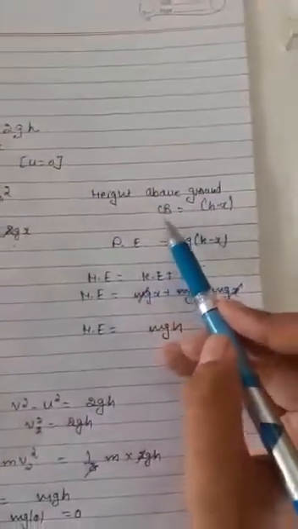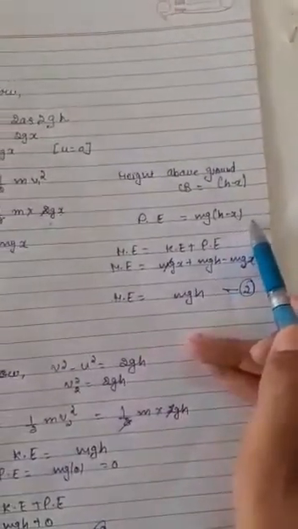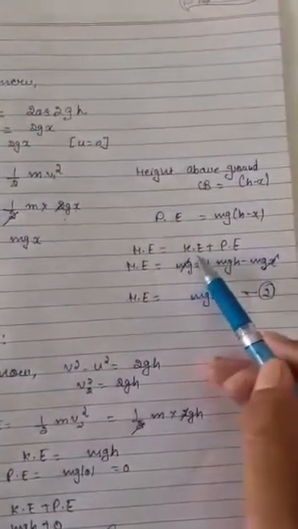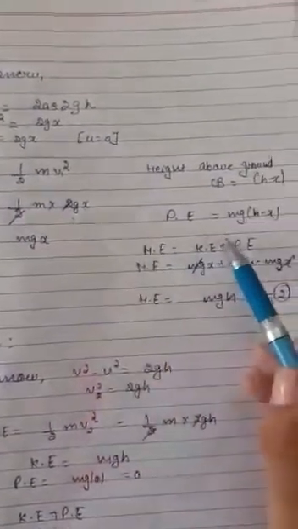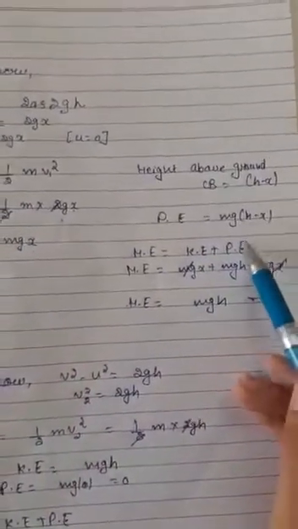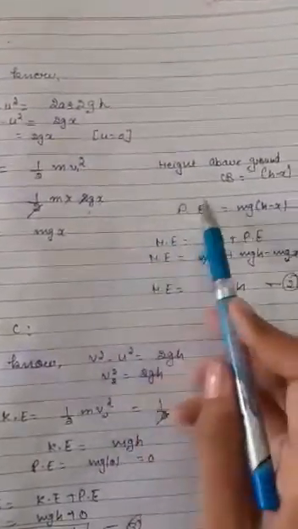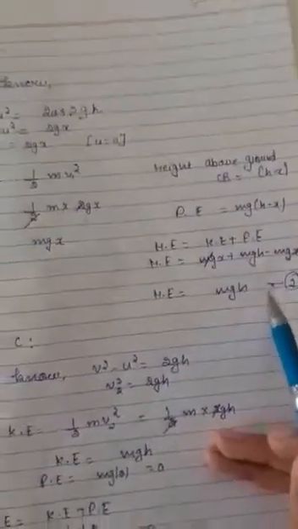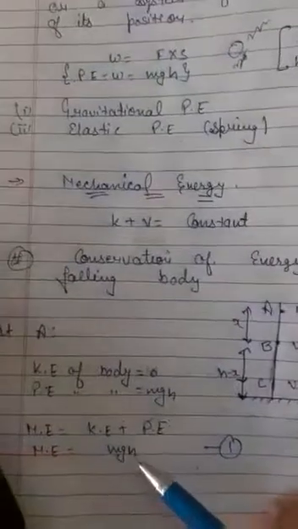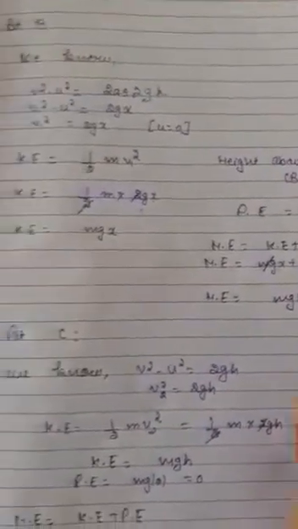So CB is equal to h minus x, and we know potential energy is equal to mg(h minus x), and mechanical energy is equal to kinetic energy plus potential energy. For kinetic energy we found mgx, for potential energy we have mg(h minus x). After adding these two, mgx and mg(h minus x), I'll have mechanical energy equal to mgh. You can see, beta, in the first equation also I found net mechanical energy as mgh. Here also at the position of B, mechanical energy is mgh. One position is left only.